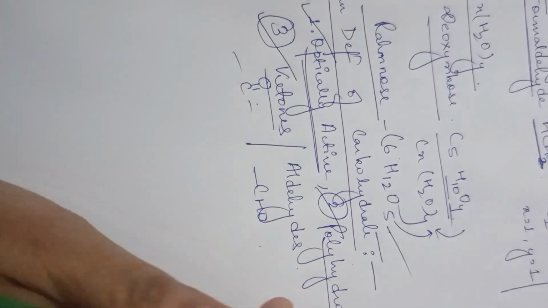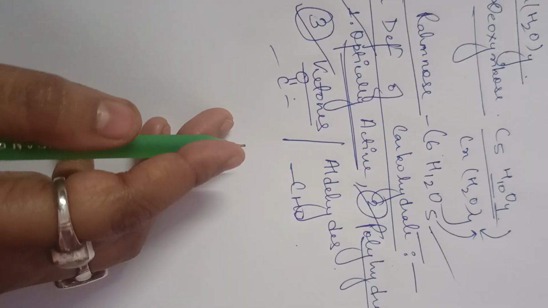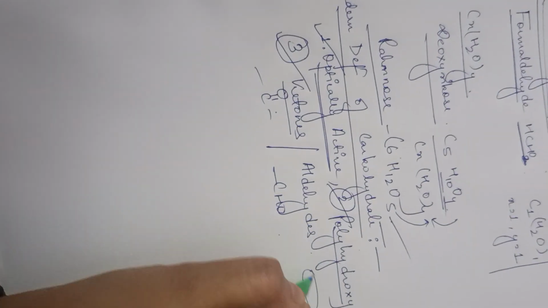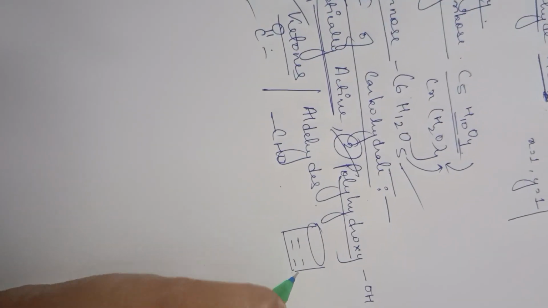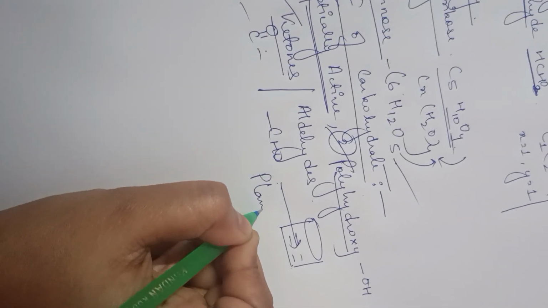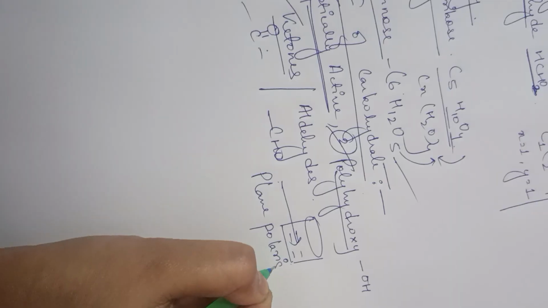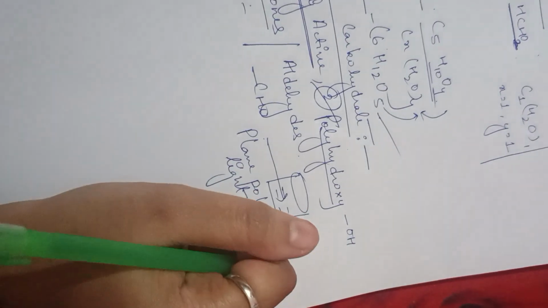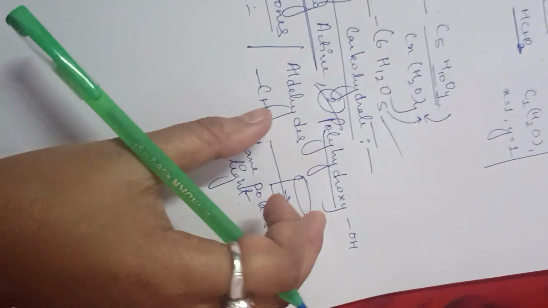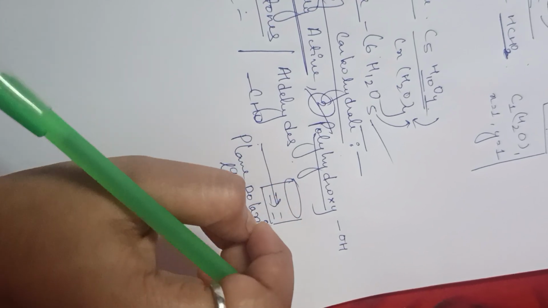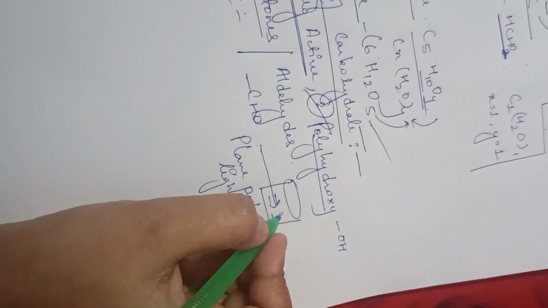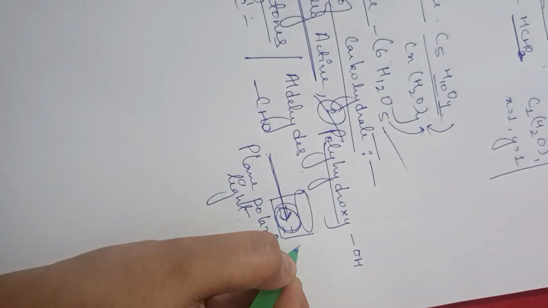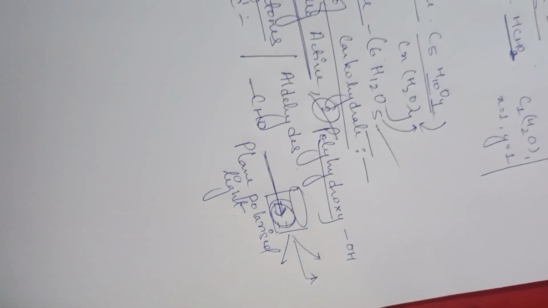Now what is optical activity? When plane polarized light is passed through a solution of a compound, if I have a solution and I am passing plane polarized light through it, then some compounds present in this solution change the direction of the plane polarized light.